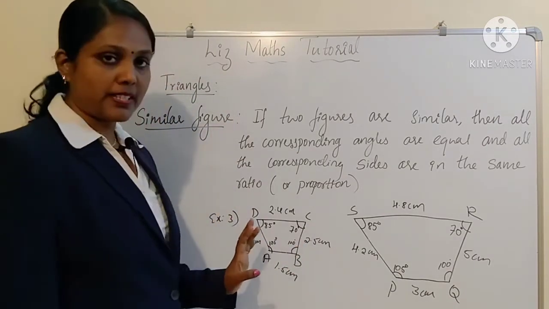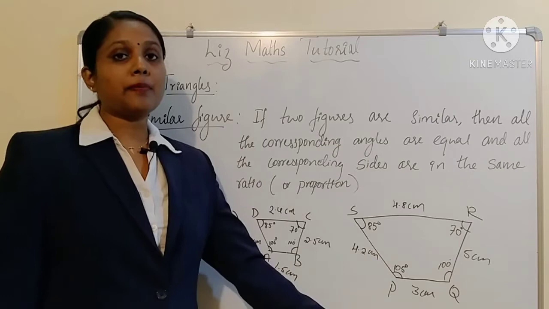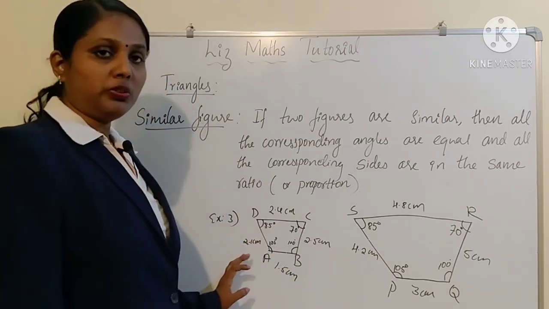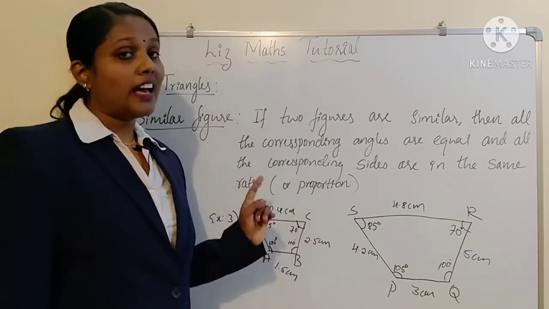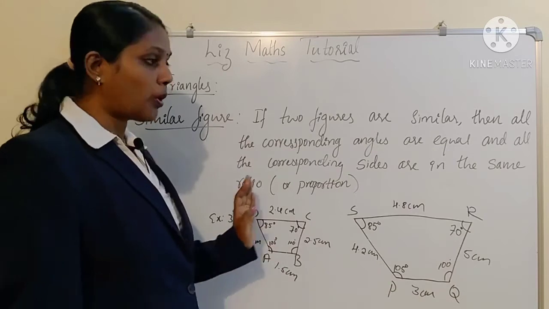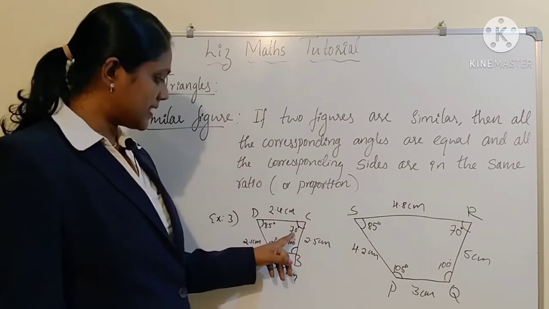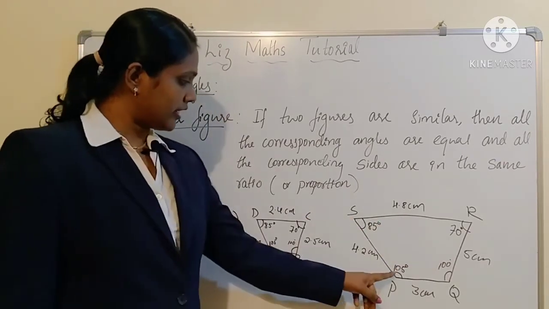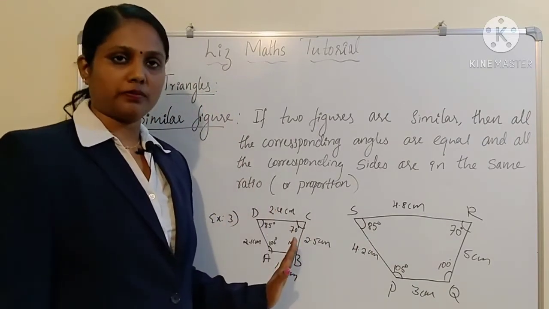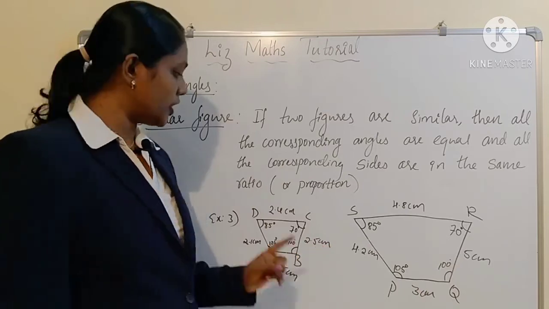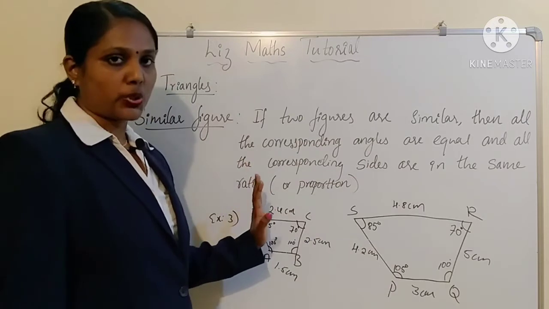What the third example says here, see here, you have to say whether these two are similar figures. So how to check whether these two are similar figures? First you have to check whether the corresponding angles are equal. Check here 85, here 85, 70, 70, 105, 105 degrees, 100 degrees, 100 degrees. So the corresponding angles are equal. But one more thing, what is the next condition? The second one is that the corresponding sides are in the same ratio, or proportional.